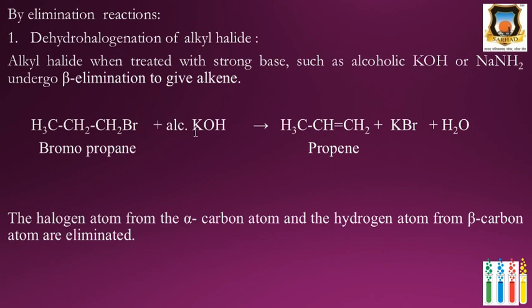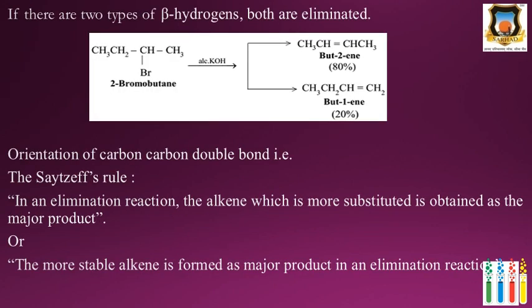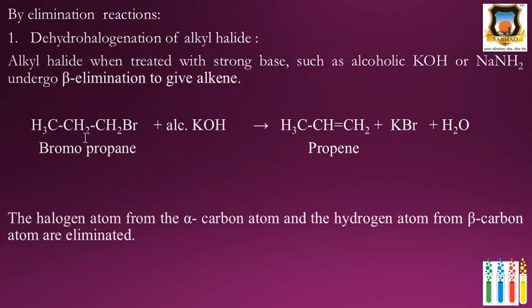And when it is treated with alcoholic KOH, we get alkene as a product. Hydrogen from beta carbon and bromine from alpha carbon are eliminated, and the product is propene plus KBr, and water is the byproduct. The halogen atom from alpha carbon and the hydrogen atom from beta carbon are eliminated. Therefore, it is the beta elimination reaction. If there are two types of beta hydrogens, here there is only one type of beta carbon and only one type of beta hydrogen, therefore we get only one product, that is propene.